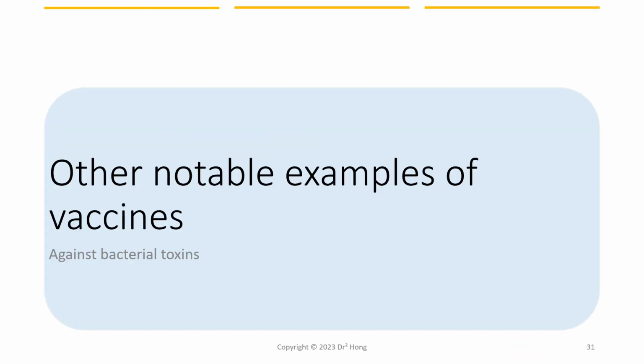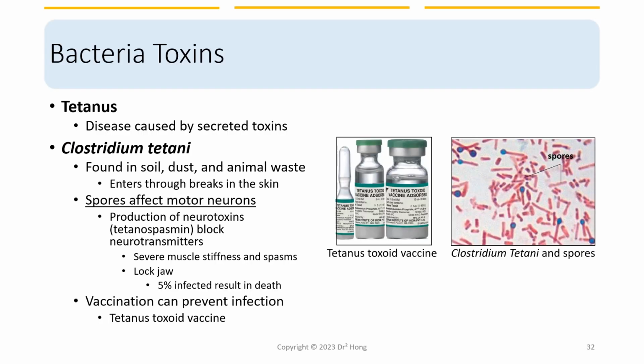Now let's look at other notable examples of vaccines that are designed against bacterial toxins. Toxins secreted by bacteria can lead to disease and death. For example, tetanus is a disease caused by secreted toxins from a soil bacteria, Clostridium tetani. The bacteria can enter the body through breaks in the skin.